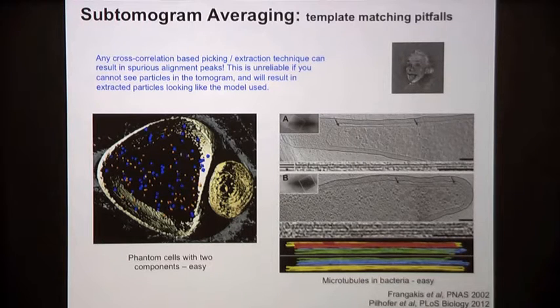In this case, this is a tomogram of a phantom cell with two distinct components, proteasome and thermosome. It's a very easy problem because it was known what's actually inside these phantom cells. So it was appropriate to apply template matching to pick the subtomograms. On the right here are cases of microtubules in bacteria. In this case as well, because we can see our feature of interest, if we use automatic particle picking, which is known as template matching, that would be appropriate because we can visually look at our results and see whether it's correct or not.